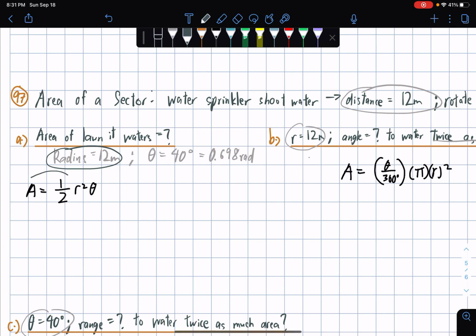So area, this is the formula that we'll be using, since in letter A, we're looking for the area of the lawn it waters. So A is equal to 1/2 times the radius, which is 12 meters squared. Then our theta, expressed in radians, is 0.698 rad.